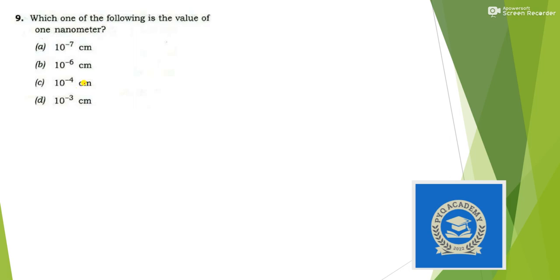Which one of the following is the value of 1 nanometer? Okay, so now again a factual question but an important one. We know the conversion that 1 nanometer is equal to 10 to the power minus 9 meter. But if we have to convert meter into centimeter, we need to divide by 10 to the power minus 2. So it becomes 10 to the power minus 7 centimeters. So our answer is option A. Very easy conversion. Let's move to the next question.